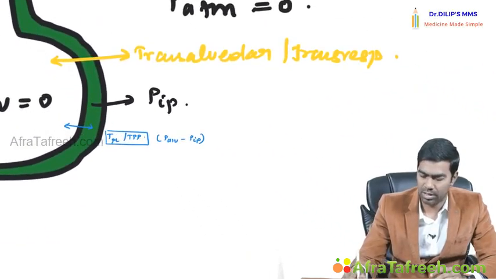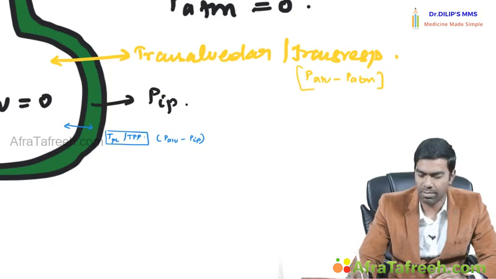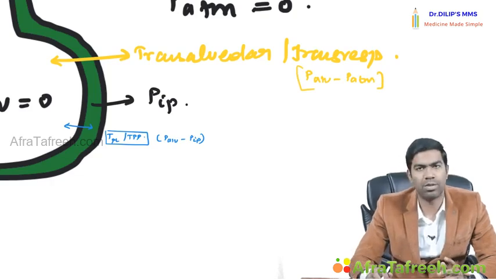And the transalveolar pressure you can mathematically express as alveolar pressure minus atmospheric pressure. So these are the mathematical expressions. Alright, so this is very simple to derive, but what are these?